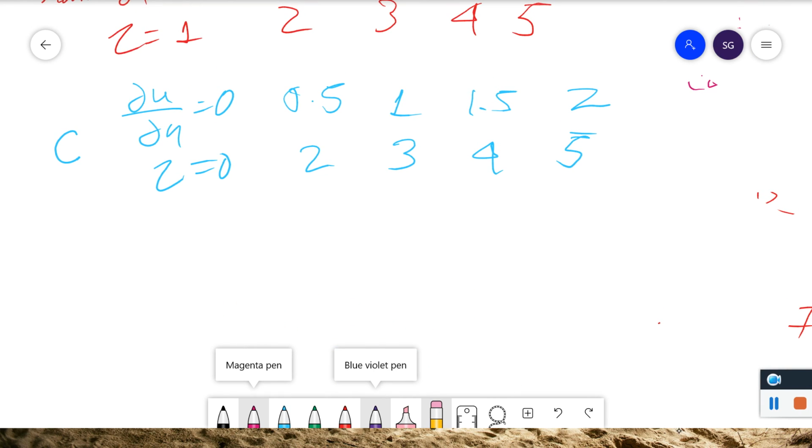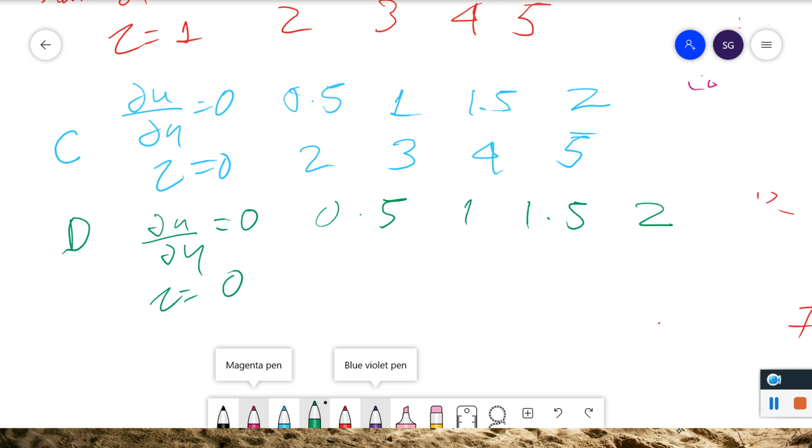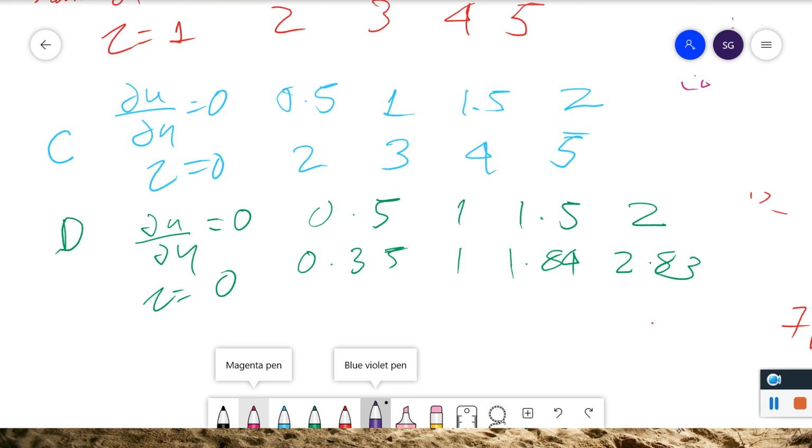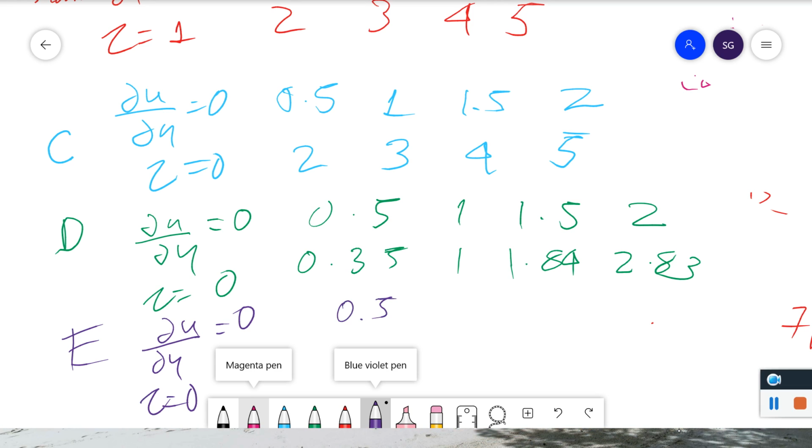Liquid D is del u by del y equal to 0, tau equal to 0. Here it is 0.5, 1, 1.5, 2. Here the values are 0.35, 1, 1.84, 2.83, and the last one, E, is del u by del y equal to 0, tau equal to 0. Then what you have to do is 0.5, 1, 1.5.